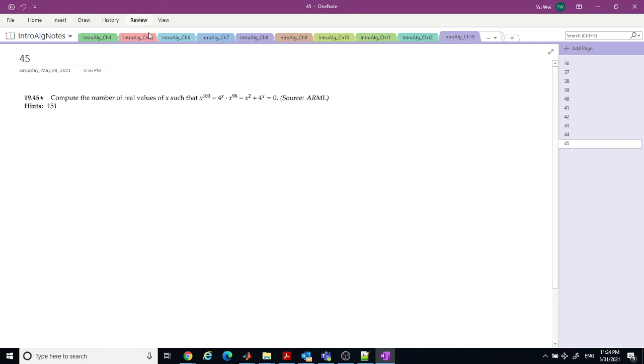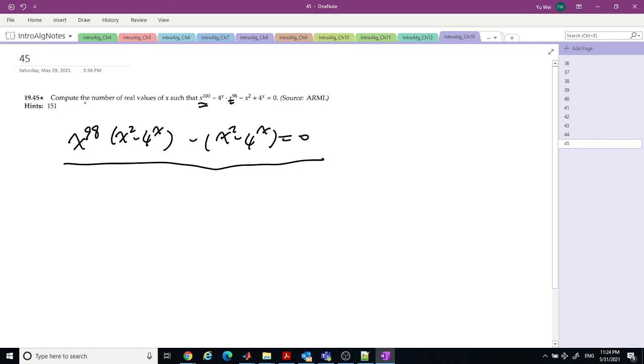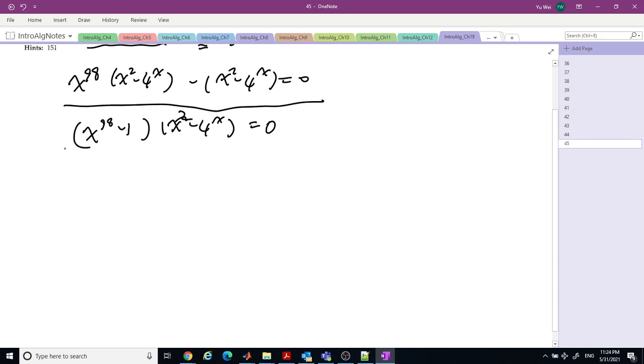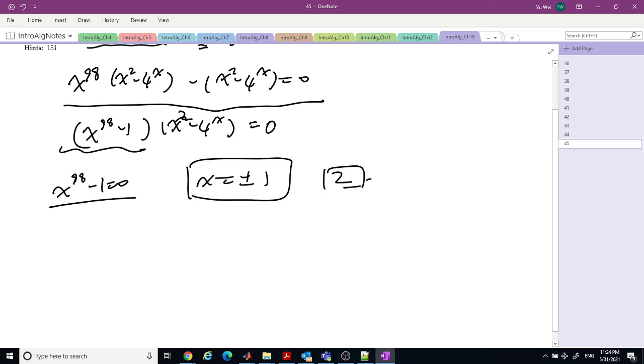For this one, it looks hard, but be patient. Take a look at the common terms. Let's factor out x^98 minus 1 and x squared minus 4x. The equation is (x^98 minus 1)(x squared minus 4x) equals 0. We want to see the number of real roots. The first part is x^98 minus 1 equals 0, so x is 1 or negative 1. So I have two answers here.